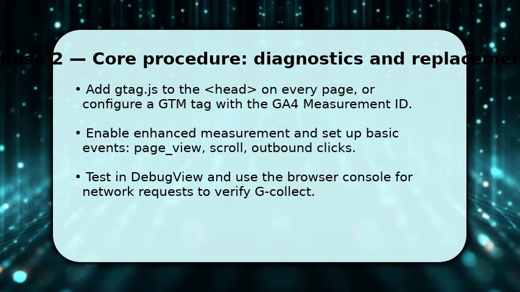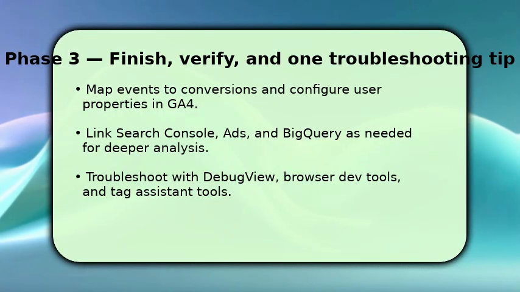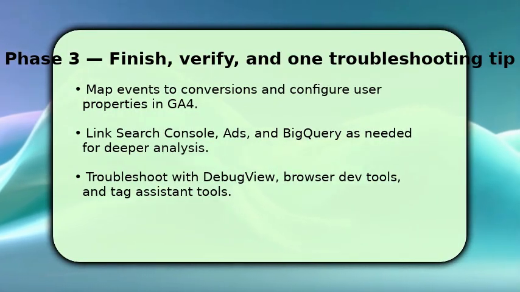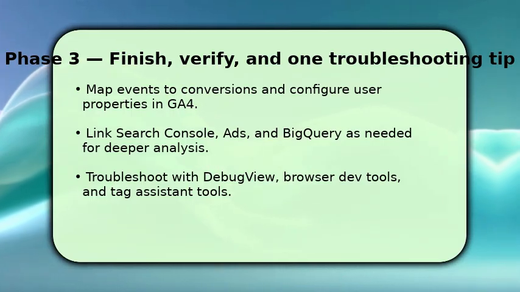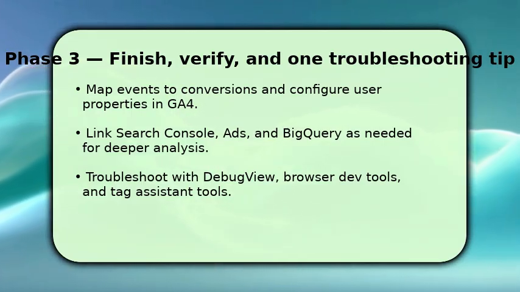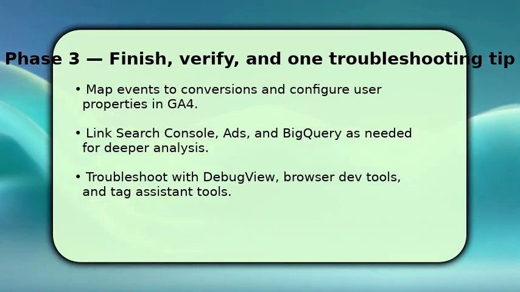Finish by configuring conversions and user properties. Mark key events as conversions and set user-scoped properties for segments. Link other Google products like Search Console or Ads for richer reporting, and enable BigQuery export if you need raw data. Once configurations are saved, validate data in real-time reports and standard reports over 24 hours.